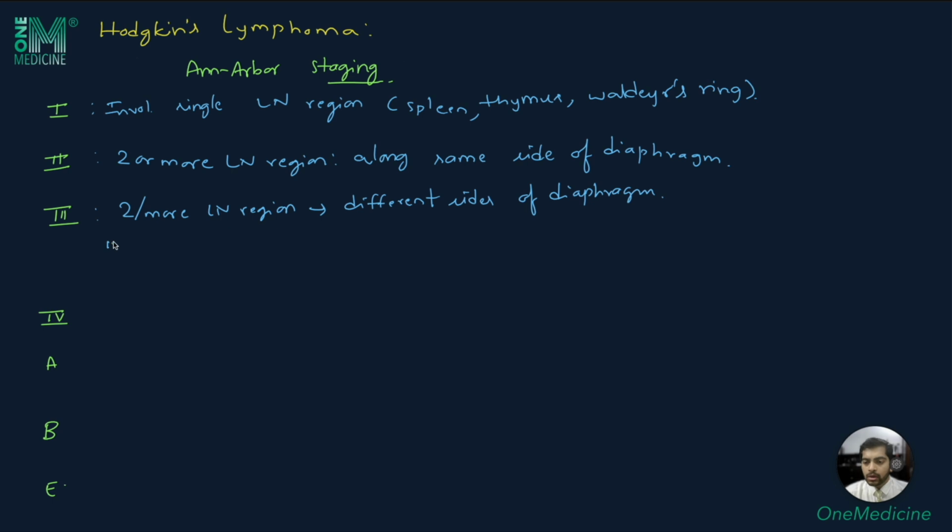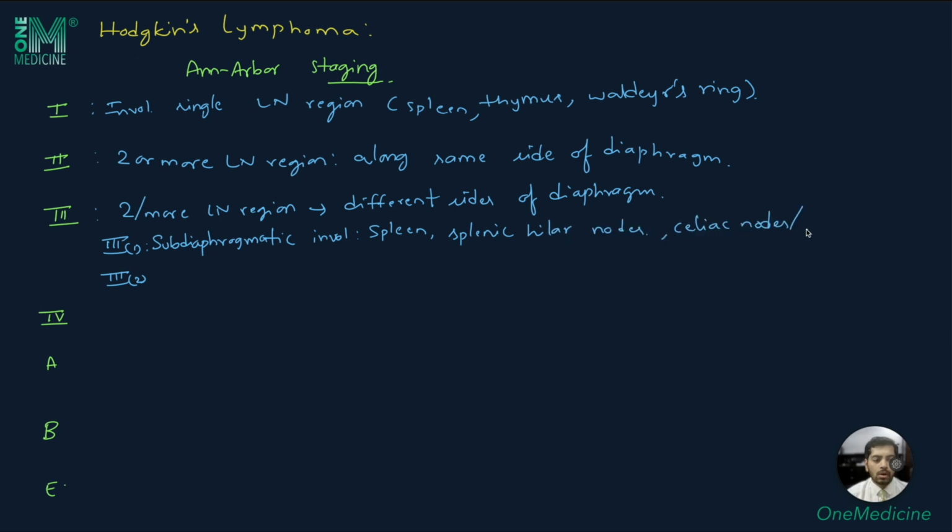They are further divided into stage 3-1 and stage 3-2. Stage 3-1 is when subdiaphragmatic involvement is limited to spleen, splenic hilar nodes, celiac nodes, or portal nodes. Stage 3-2 is when subdiaphragmatic involvement also includes para-aortic, iliac, or mesenteric nodes, along with lymph nodes involved in stage 3-1.